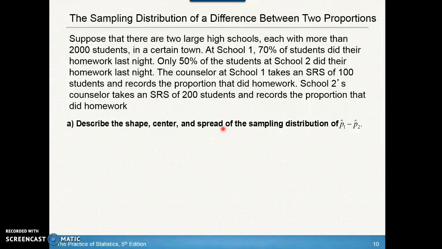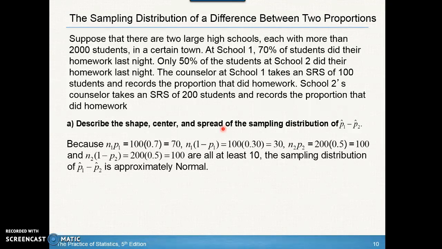Okay, so let's just take a look at an example. Back to our question from one of the first slides, where we were talking about the two different schools and the percentage of students that did their homework in school 1 versus school 2. How could we describe the center, the shape, and the spread of this sampling distribution? If we didn't have that picture to show us that it was approximately normal, how would we know it's approximately normal? Well, I'm going to take N1 times P1. The first school had a sample size of 100 and the proportion of successes was 70%, so 100 times 0.7, and then the same thing for failures, N1 times 1 minus P1, so 100 times 0.3 gives me 30.